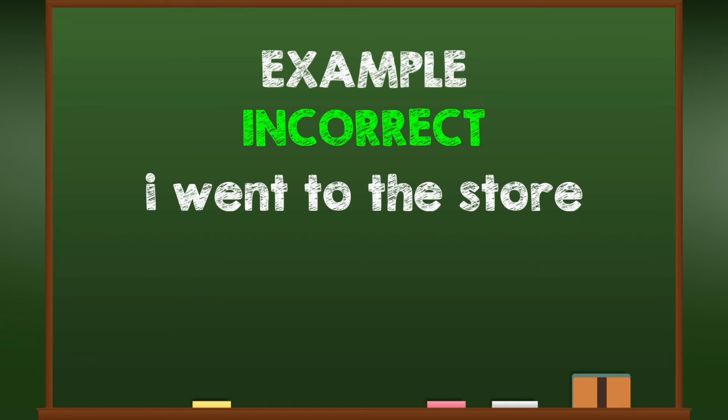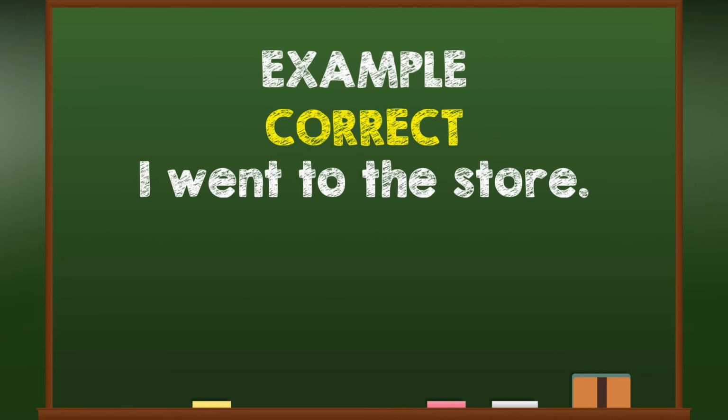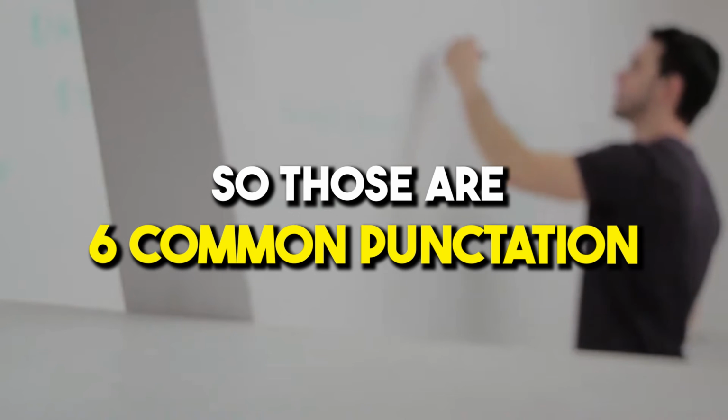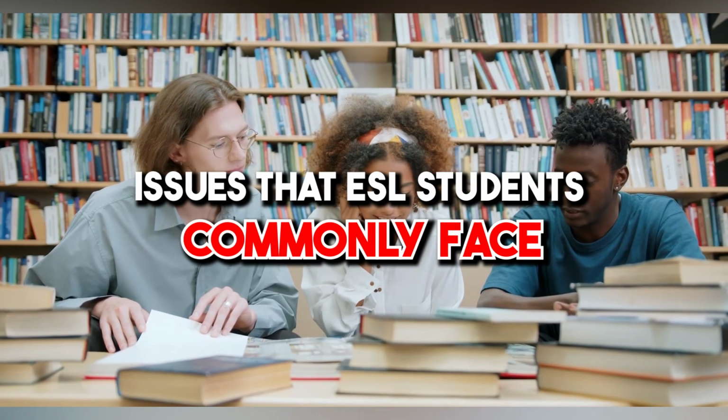Incorrect. i went to the store. There's no period, there's no full stop. And also the I is not capitalized. The correct example, I went to the store, capital I, and a full stop, period, at the end. So those are 6 common punctuation issues that ESL students commonly face.